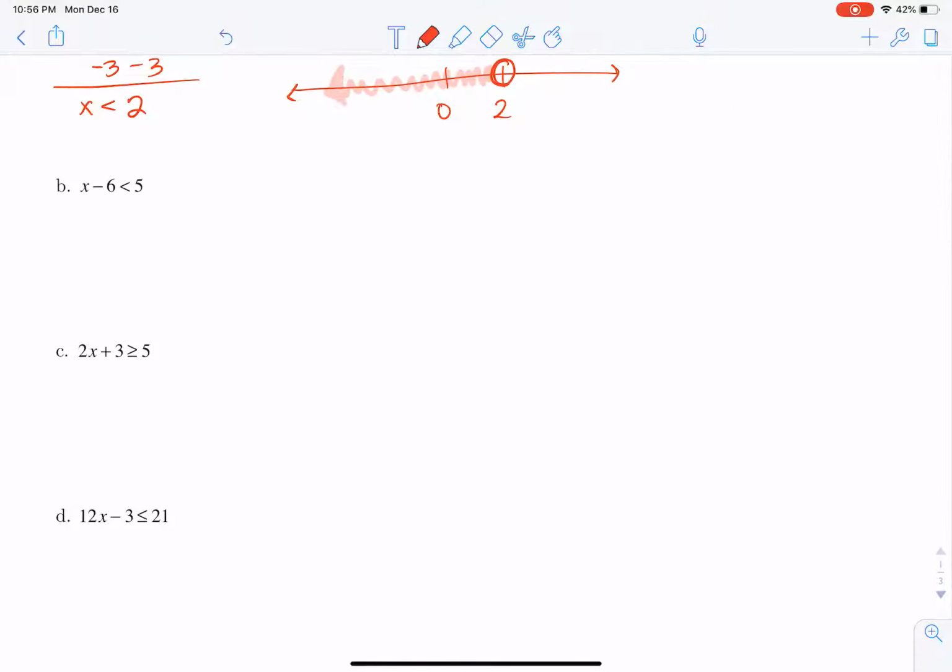Looking at part B, I can add 6 to both sides to get x alone. So x is less than 11. Again, I can go ahead and make my number line. Here's my 0. Here's 11. Let's call this negative 5. Again, I'll have an open circle and x is less than 11. So these are all of the values that are less than 11 in this direction.